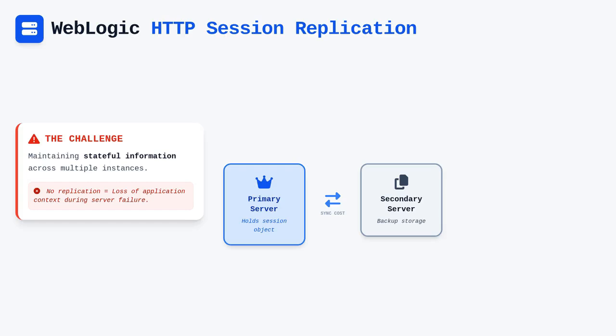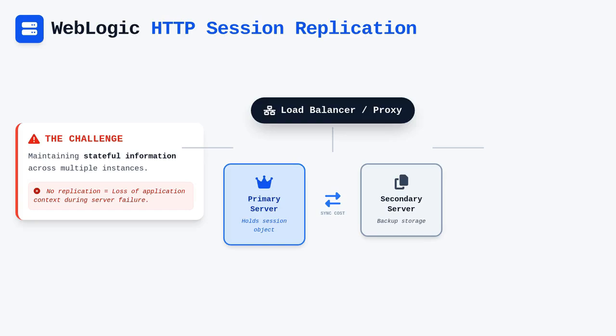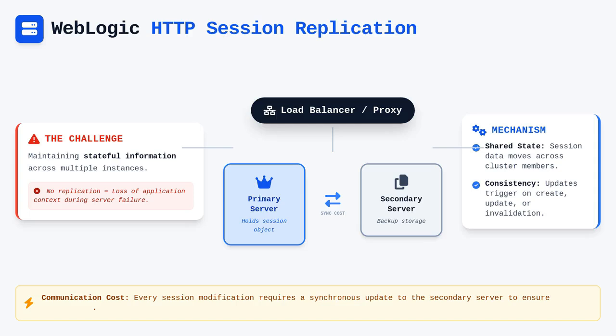When an HTTP request arrives, the load balancer or the proxy plugin directs the traffic, and the server infrastructure ensures that the session state remains synchronized between the primary and the replica. This process involves a distinct communication cost, as every creation, update, or invalidation of a session necessitates an update to the secondary server to ensure that the backup remains consistent with the current state.